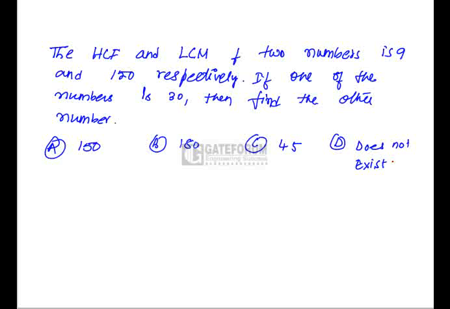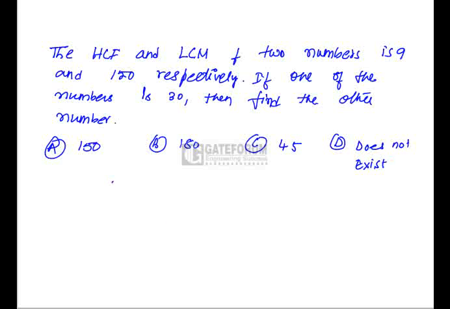Let's look into the next problem. The LCM and HCF of two numbers are 150 and 9 respectively. If one of the numbers is 30, then find the other number. It is given that the HCF of two numbers is 9 and their LCM is 150. And one of the numbers, let us say A, is 30. Let us say the other number is B. We have to find that other number.